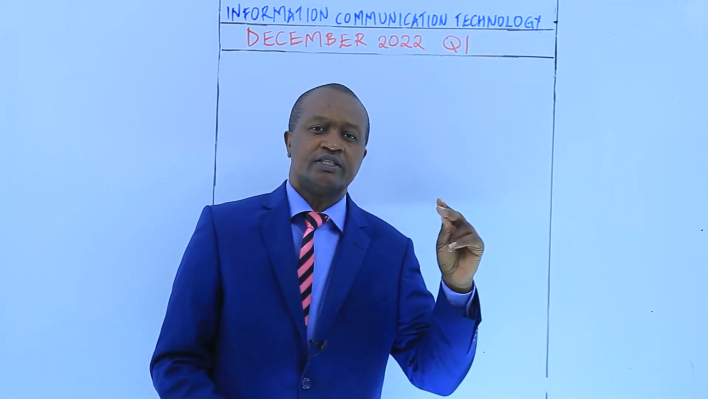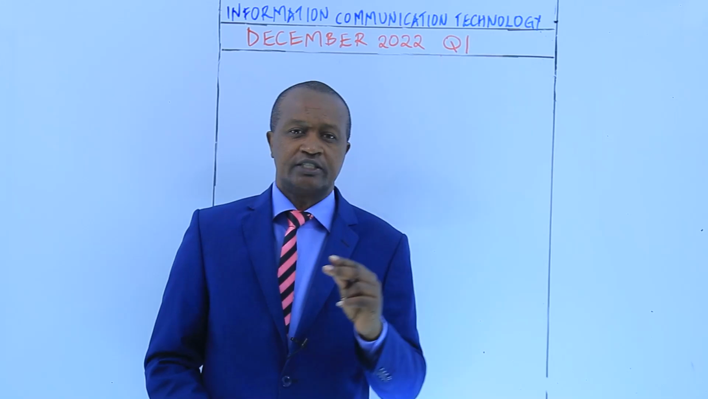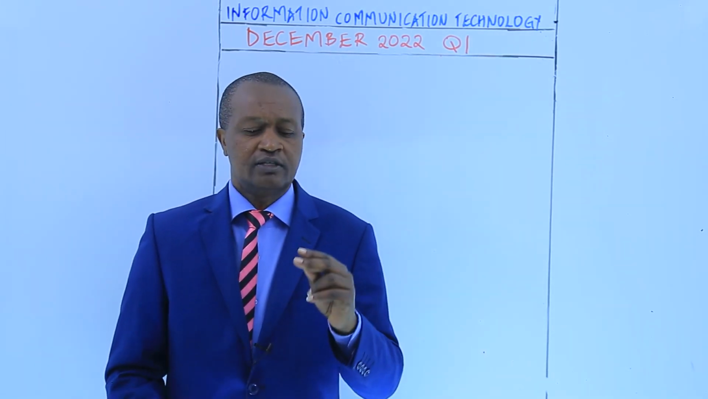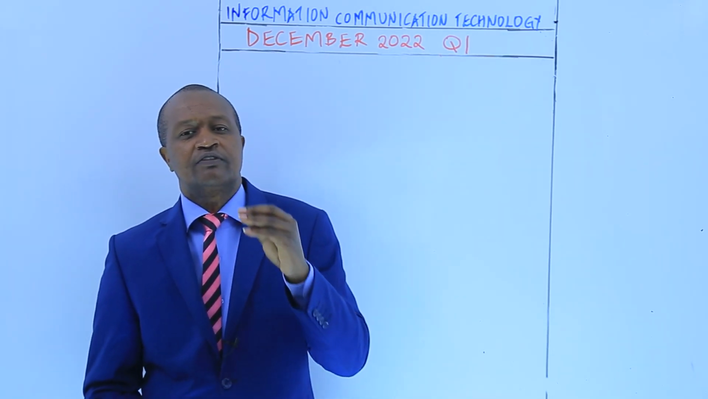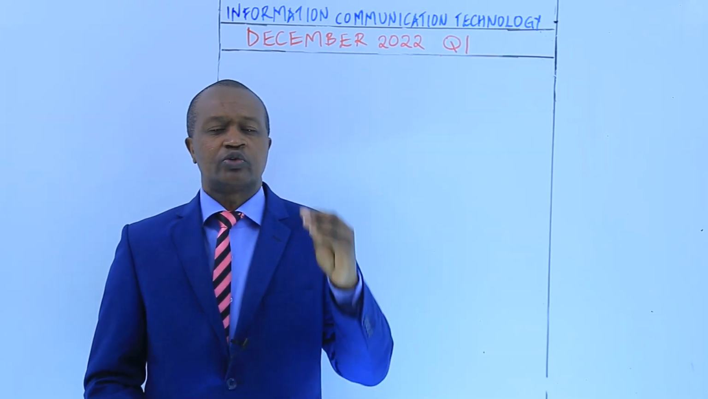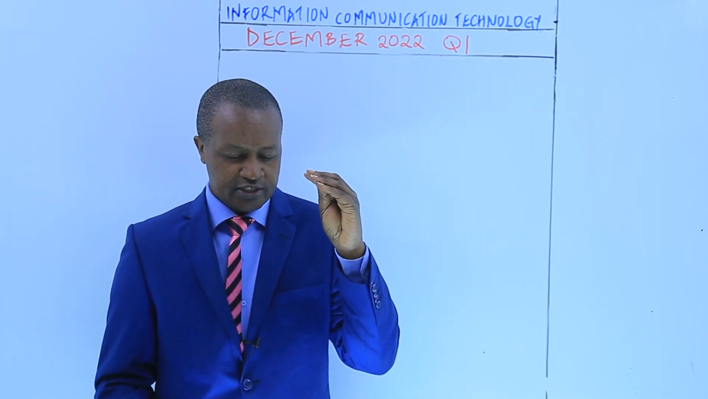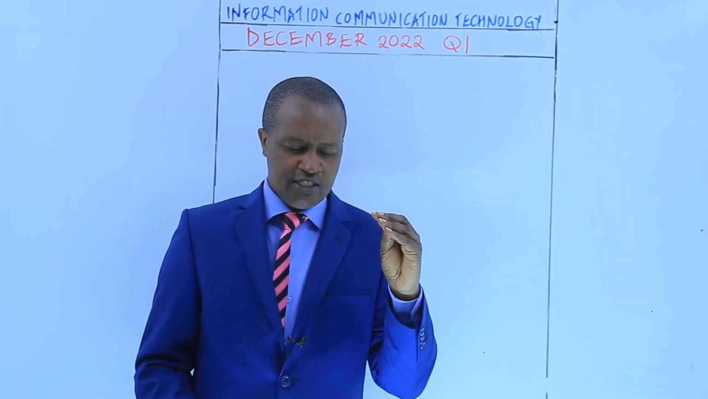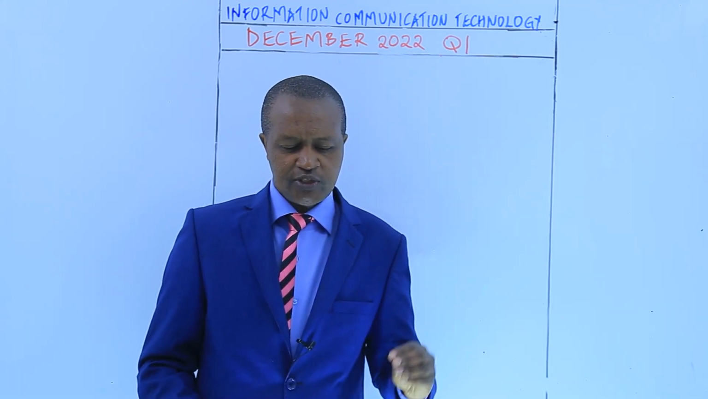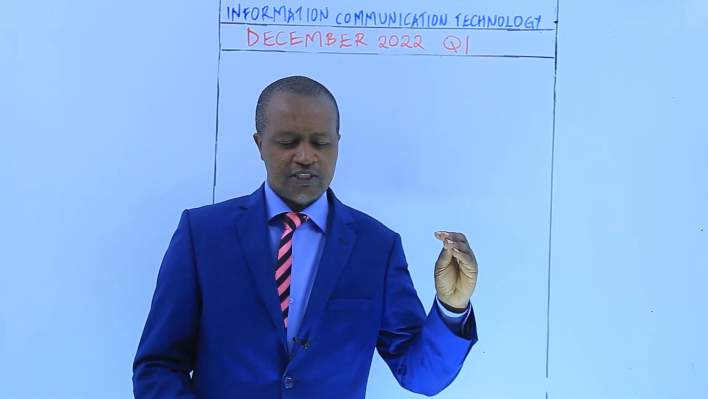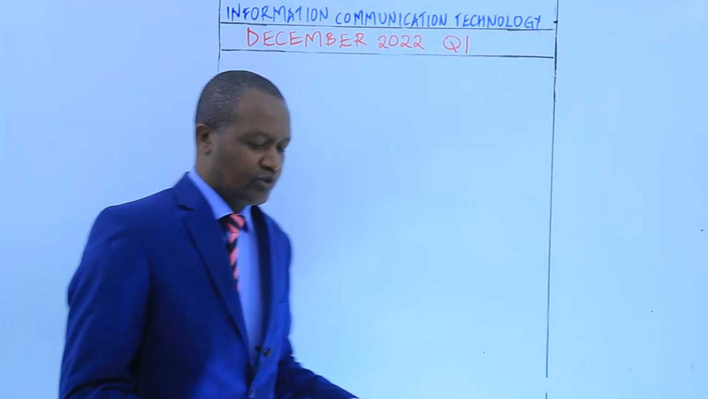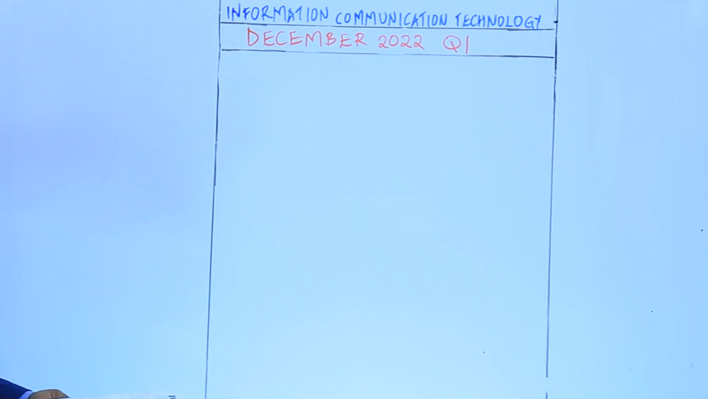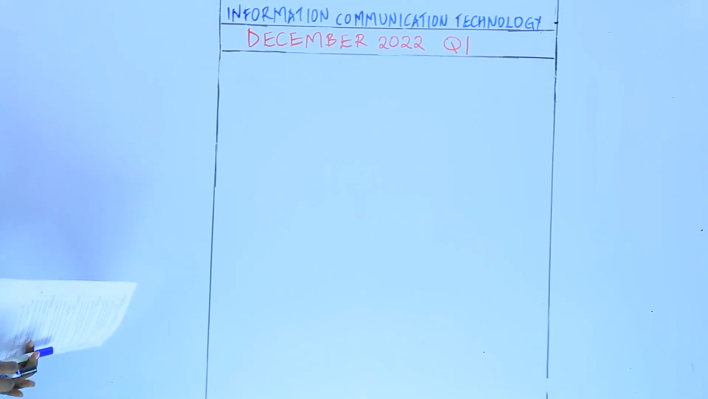Employees may resist such changes. Number 3 is security risks. 4, technical issues. So those are 4 disadvantages we are going to discuss in answering the first question. State 4 disadvantages of implementing information systems in an organization. This is question 1.